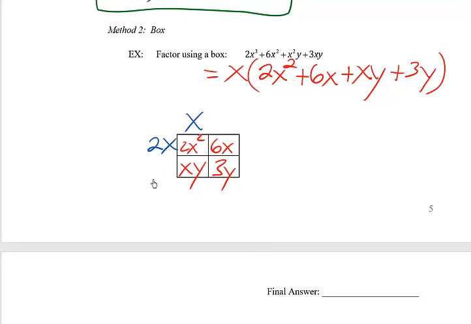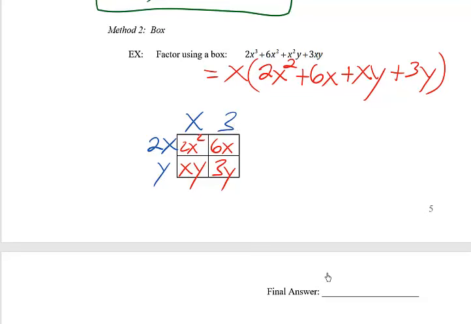Or how about right here? This spot times the x has to make the xy. Well, that means it must be a y. And lastly, this spot times the y has to make 3y. I need a 3. The pieces you have along the outer edge are the pieces of the FOIL problem. This time everybody's positive, so there's just going to be pluses in between there.